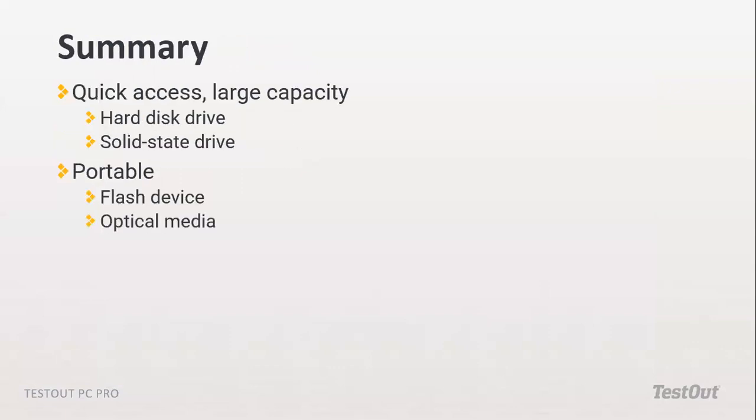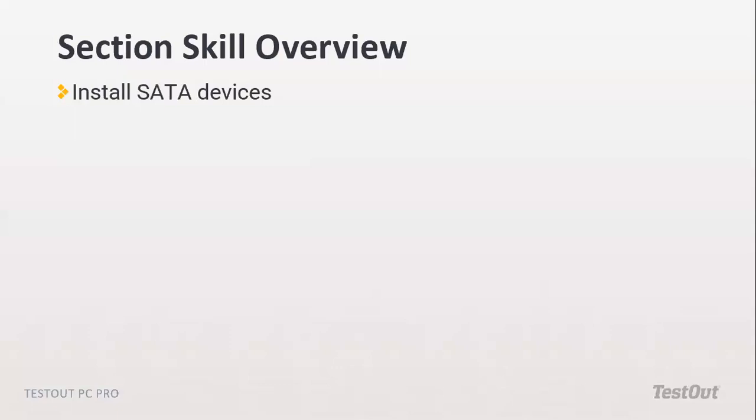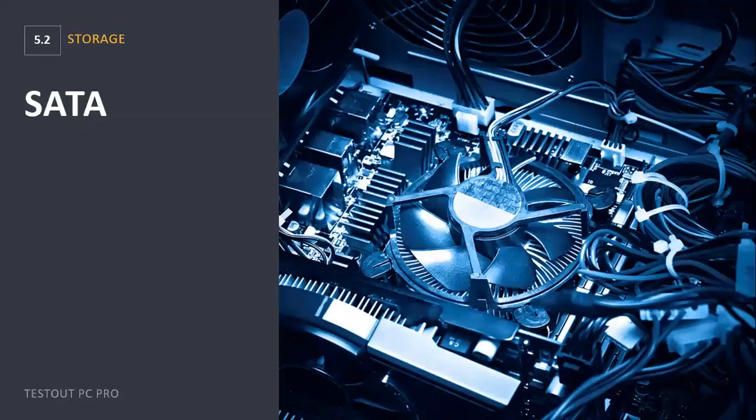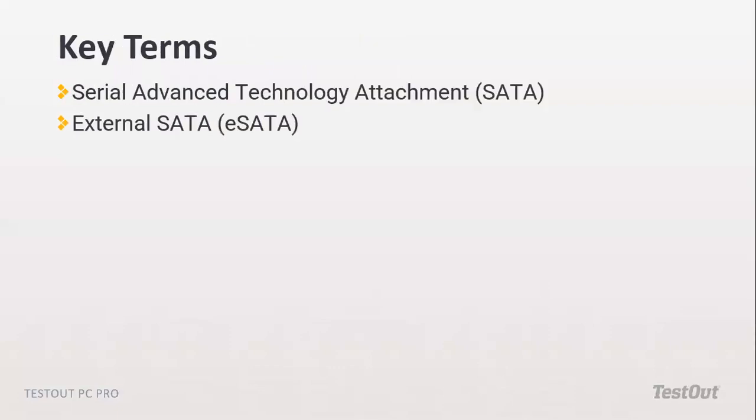Summarily, we have talked about hard disk drives and solid-state drives, as well as portable drives such as flash devices and optical media. Now we are going to talk about storage devices and look at the practical aspect, 5.5, under the next submodule of chapter 5. We're going to look at the SATA module, which is basically letting us know how we can install SATA devices.